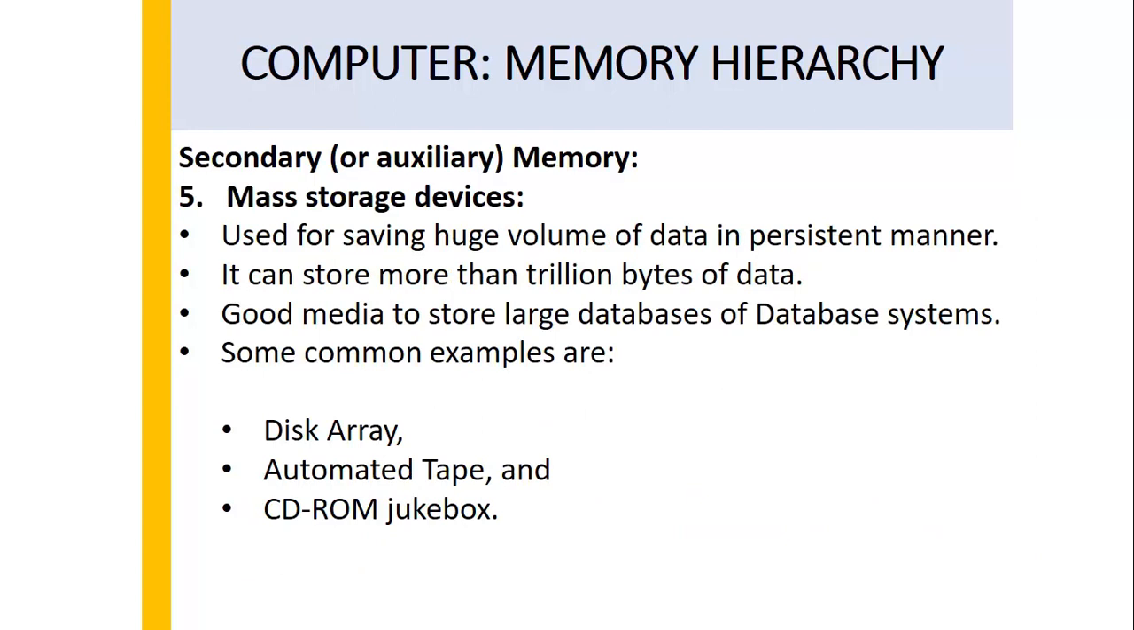Fifth is mass storage devices. These are exceptional storage devices actually meant for trillions of bytes of data. Used for saving huge volumes of data in a persistent way. It can store more than a trillion bytes of data. Good media to store large databases of DBMS, database management systems. Some common examples are disk array, automated tapes, and CD-ROM jukebox.